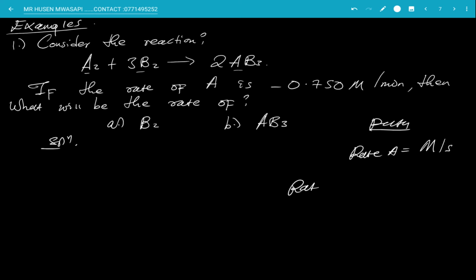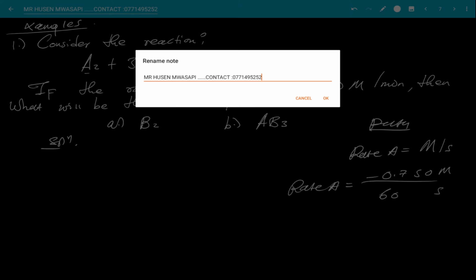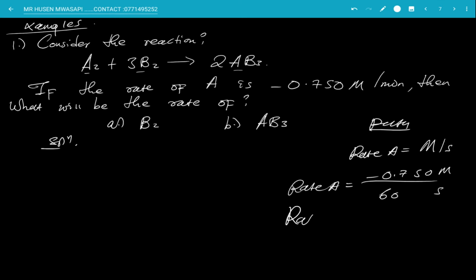So how are we going to change that? So we say, okay, rate A is equal to minus 0.750 molarity over how many seconds are in a minute? Yes, 60 seconds. So if you get your calculator and punch this, what is 0.750 divided by 60? So 0.750 divided by 60 will give you the rate of A being equivalent to negative 0.0125 molarity per second. So that's the rate of A that we'll be working with.